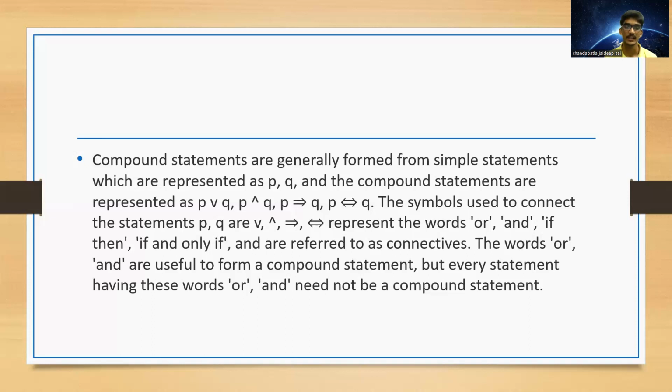The words or and and are useful to form compound statements. So in general, we have two important words, or and and, which are used to form a compound statement, but every statement having these words or and and need not be a compound statement. There is an exception for this. Every statement which has the word and or or in it cannot be called a compound statement. It will have a different understanding. So this is an exception for the and or or word in compound statements.